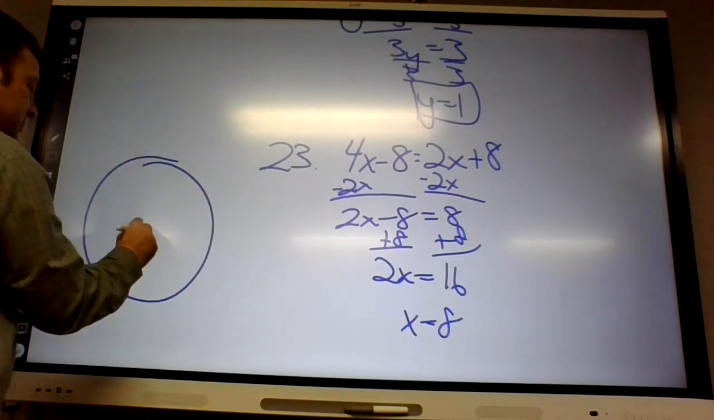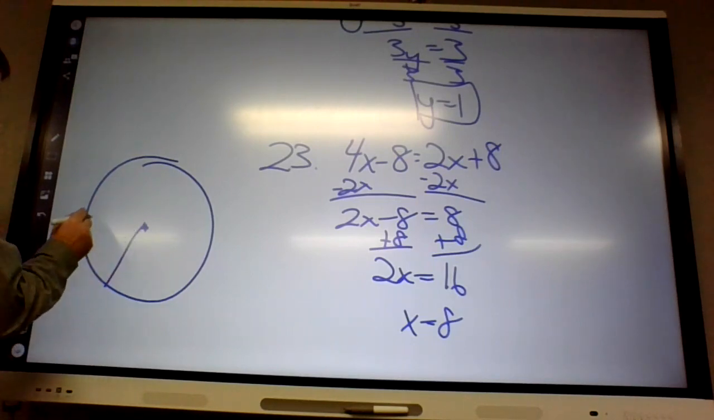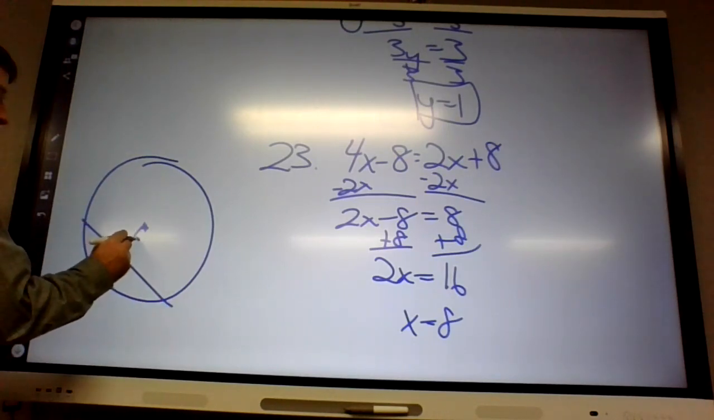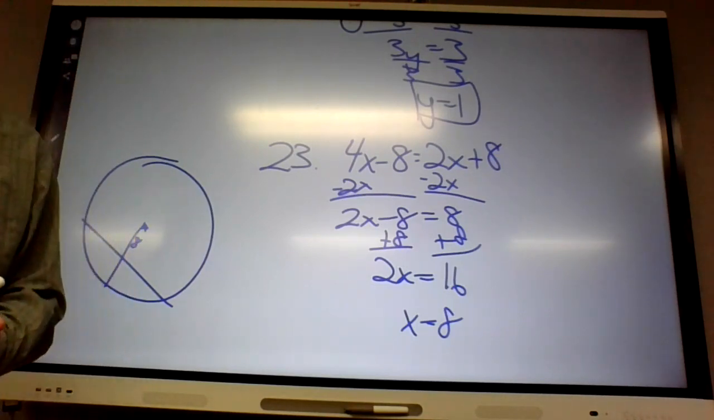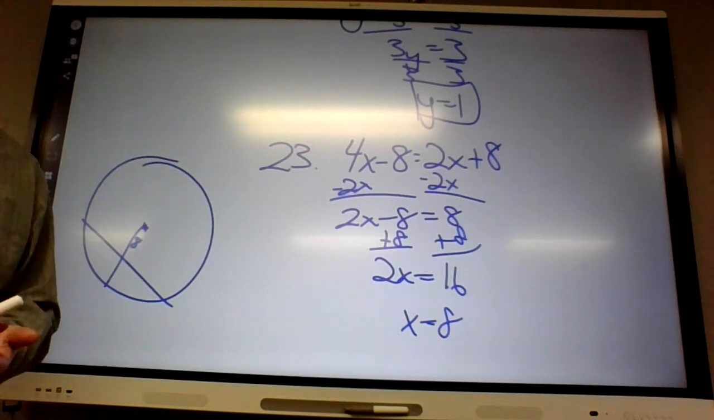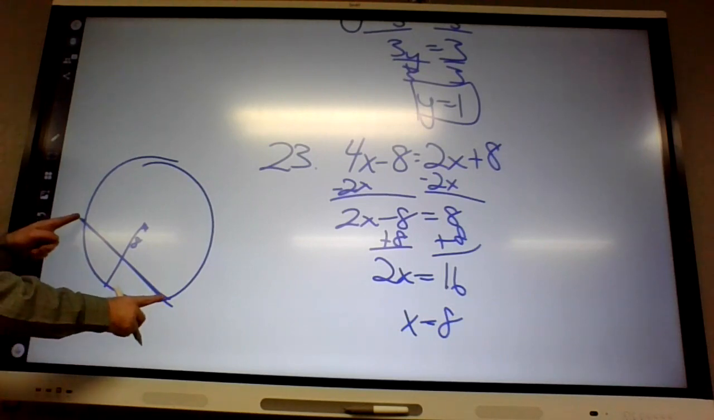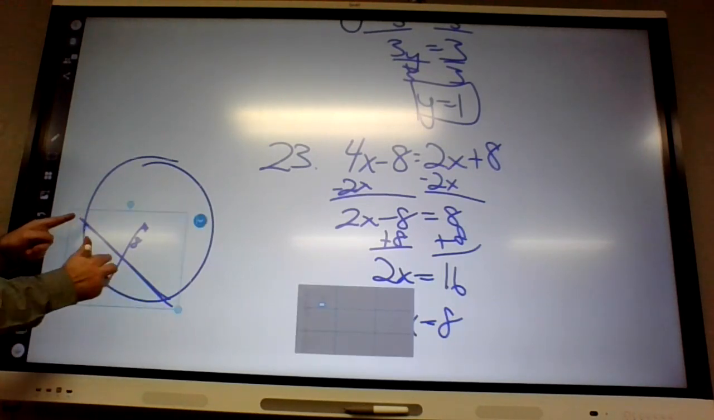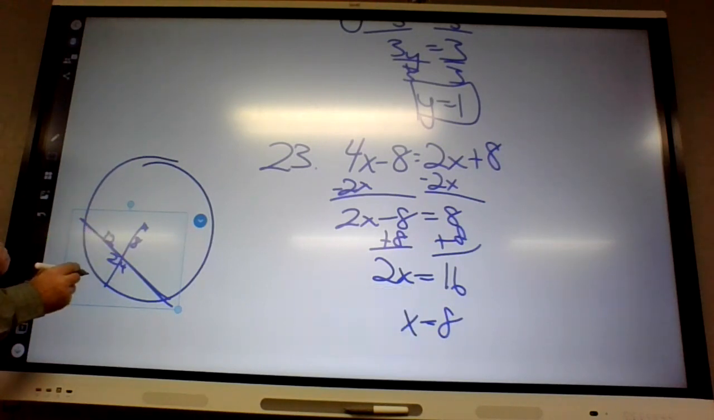Probably should draw one of these little bad boys. It told us that AC is equal to x. So if x is 8, that means this thing right here is 8. And also, if I plug in 8 into the equation for BE, 4 times 8 minus 8, this whole chord is 24 long. So if this is 24 long, all the way across, how long is it from here to here? 12.